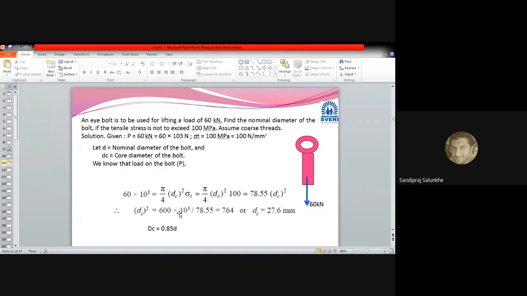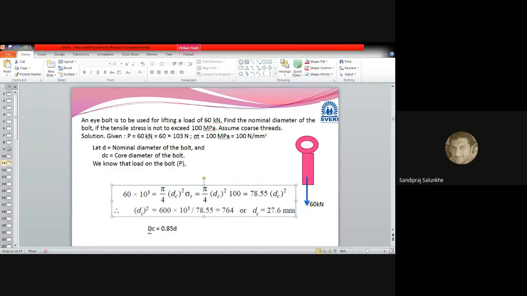So the core diameter is given by taking all other terms to this side, that is 60 into 10 raised to 3 divided by 78.55, and that comes to 764. When you take the root of 764, it is 27.6 millimeter.